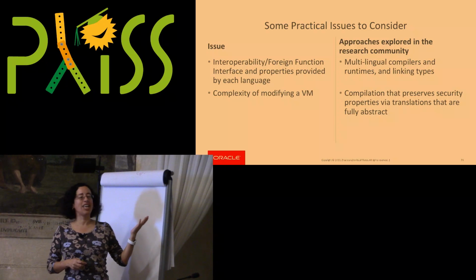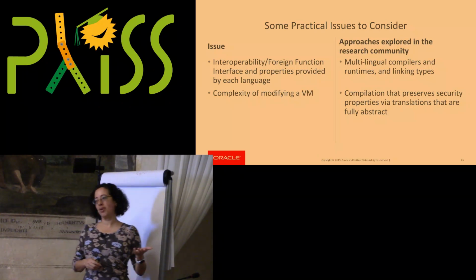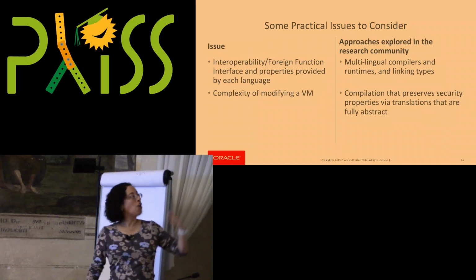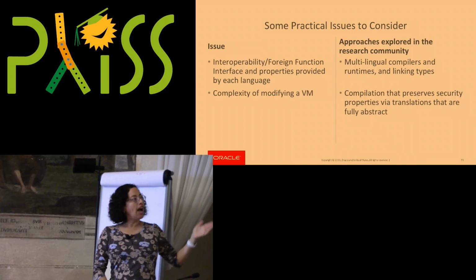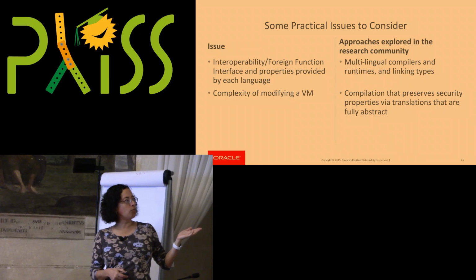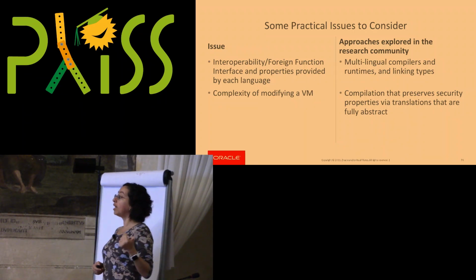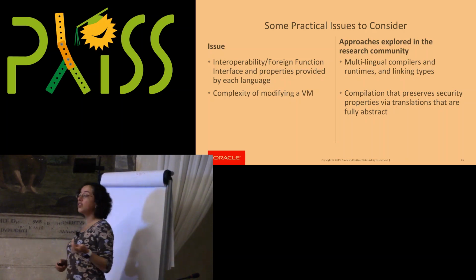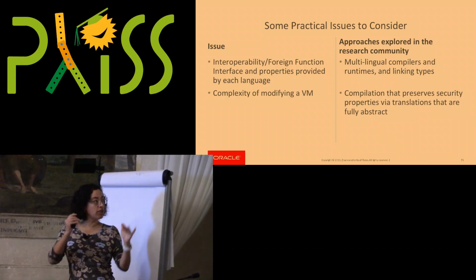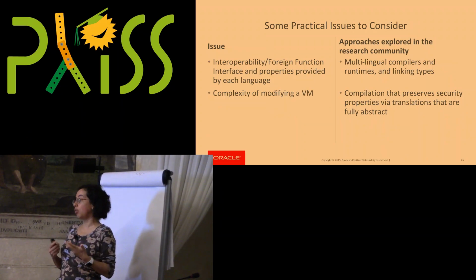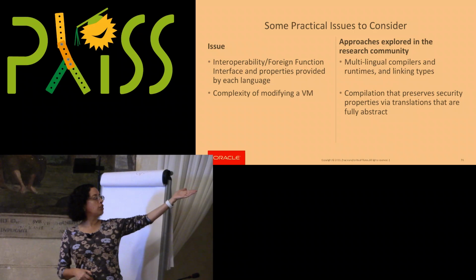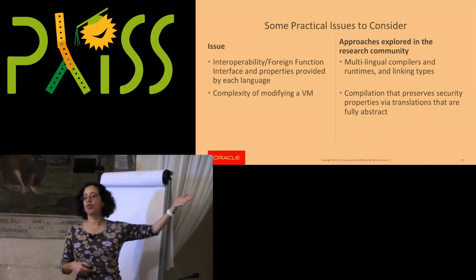Pragmatically, you still need to take into account the fact that you're going to have to interoperate through a foreign function interface with some language. What do you do in that case? Some approaches being researched at the moment in the community include multilingual compilers, multilingual virtual machines, and also linking types. These are all at different levels of maturity, but these are concepts that could be used for this issue of interoperability.